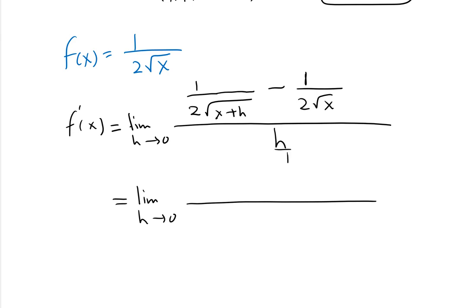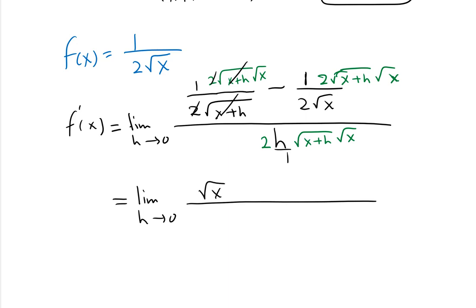Now we multiply by the LCD, which is 2 square root of x plus h square root of x. Multiply the second fraction by 2 square root of x plus h square root of x. And we do the same thing in the denominator: 2 square root of x plus h square root of x. This cancels, this cancels. Square root of x minus square root of x plus h.